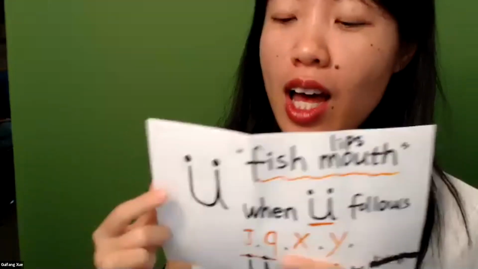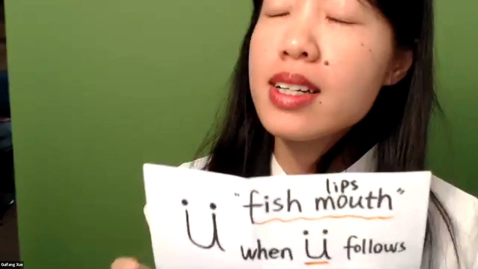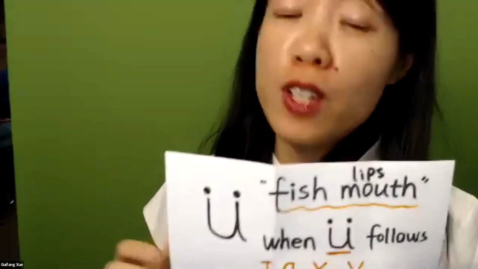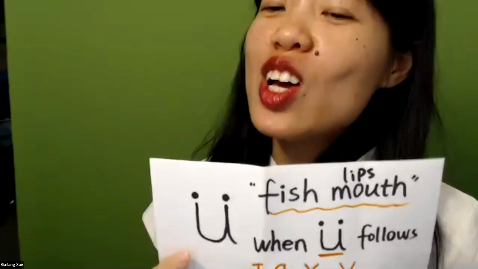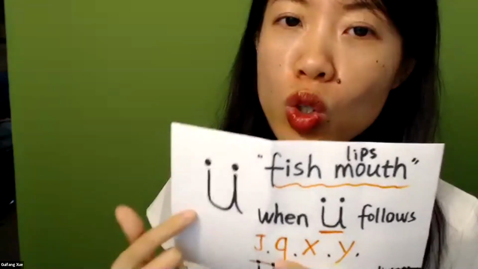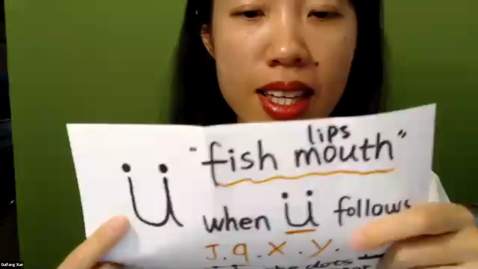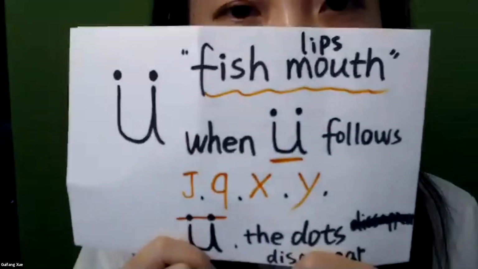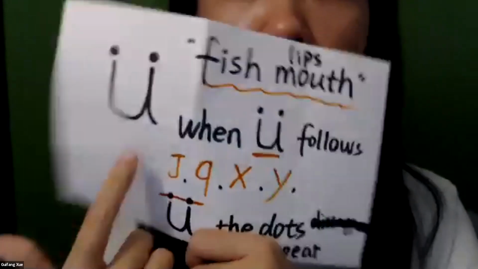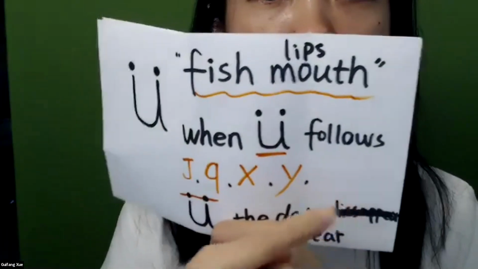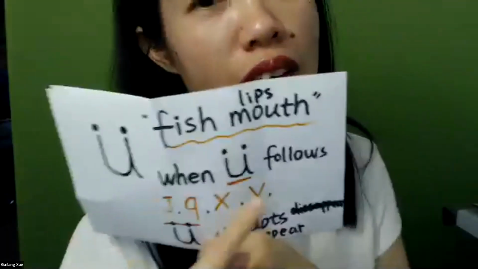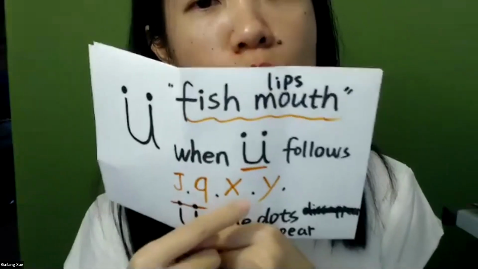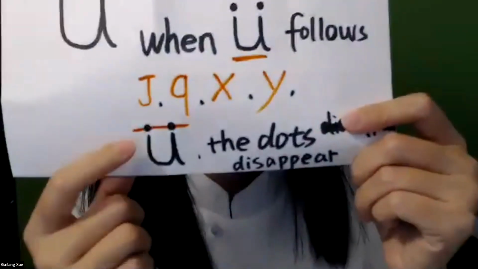So you purse your lips and think about fish mouth or fish lips. That's the yu sound. And here's something you should pay attention to. There's a rule. When yu follows J, Q, X, Y in Chinese, of course, the dots disappear. The dots disappear.